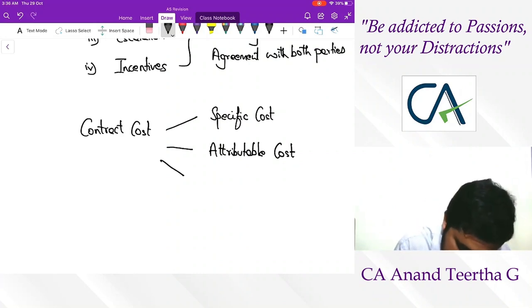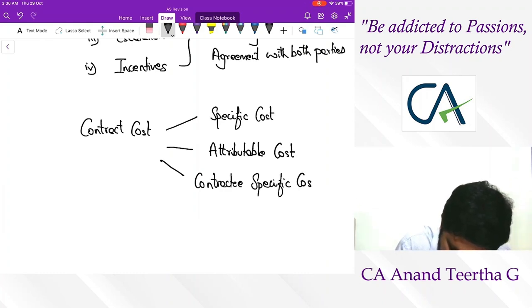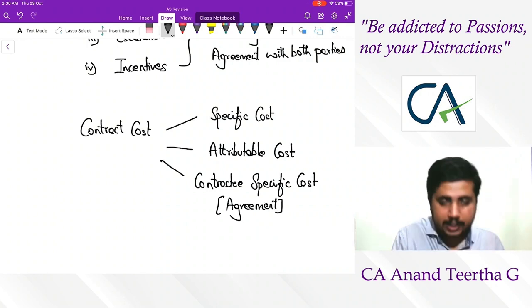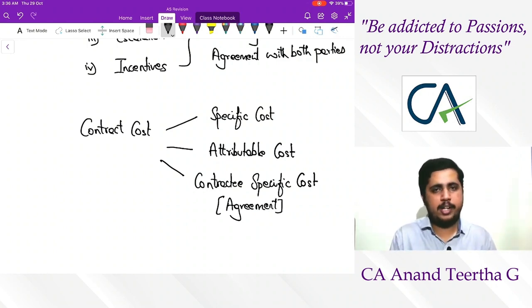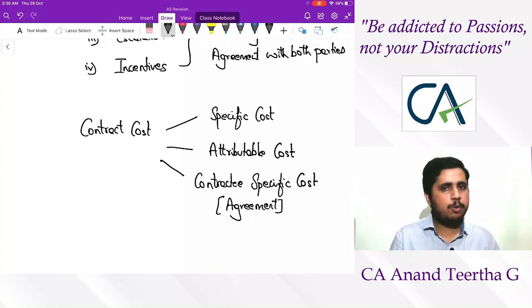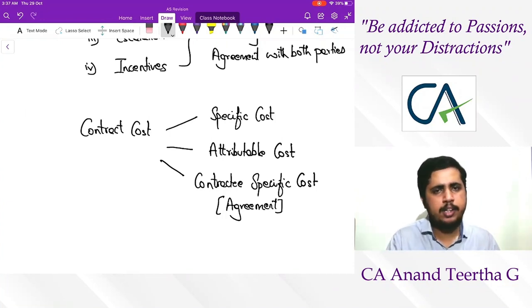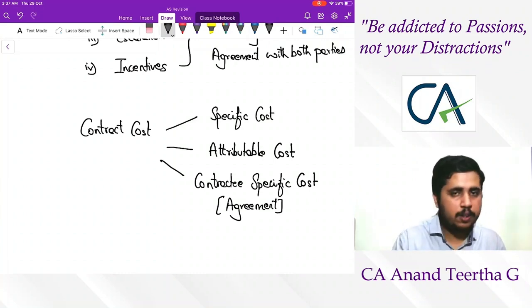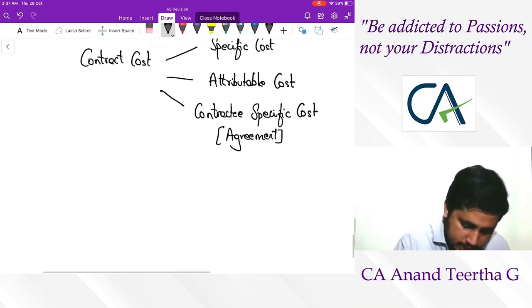Then the third one, contractee specific cost. Now this will be included in the agreement. The contractee asks for a specific cost to be incurred, in the sense he wants certain specifications in the contract. At that time, the contractee says, yes, I'm okay with it, I will be ready to bear that particular cost, then no problem. So according to the contractee's requirement, you make the changes, you will consider that as a cost from your hand, which obviously might be reimbursed by the contractee.